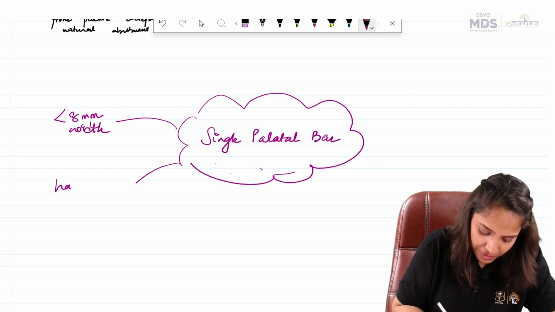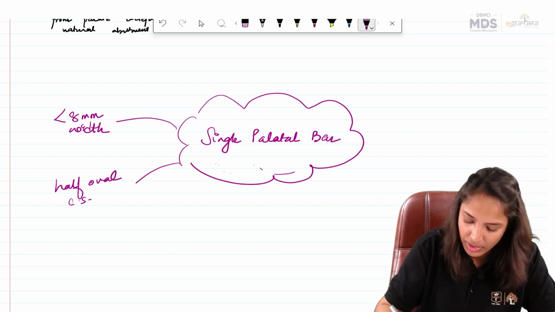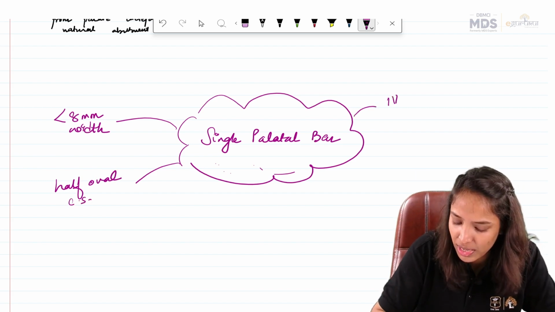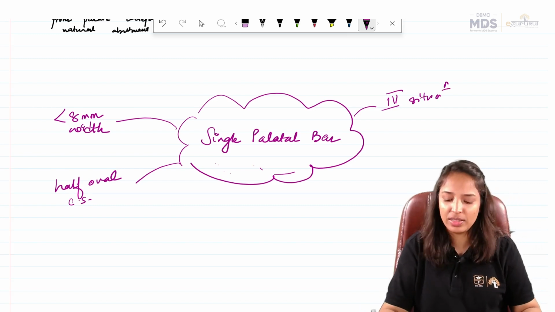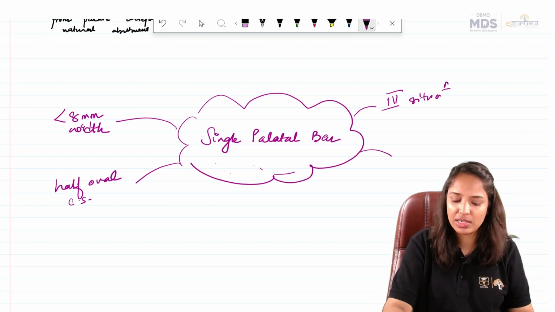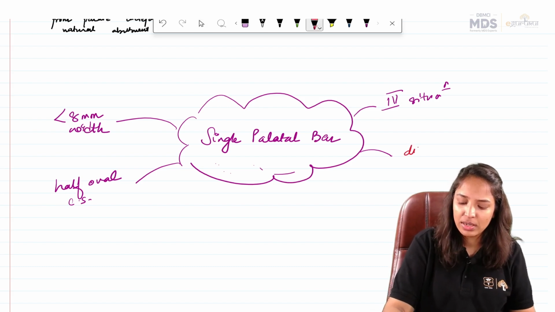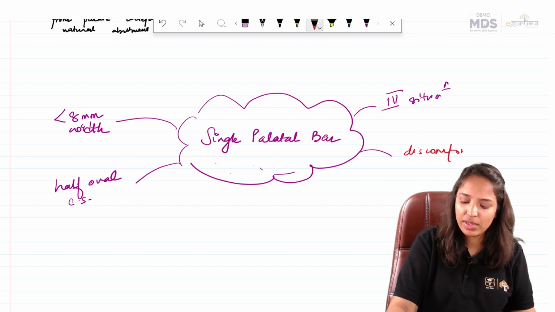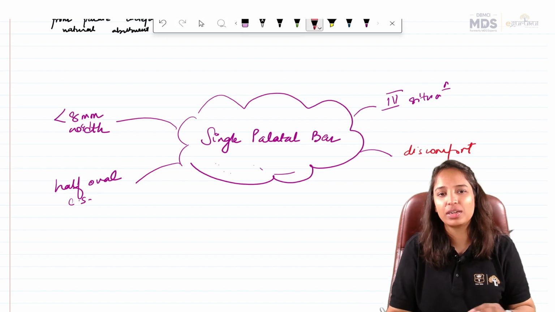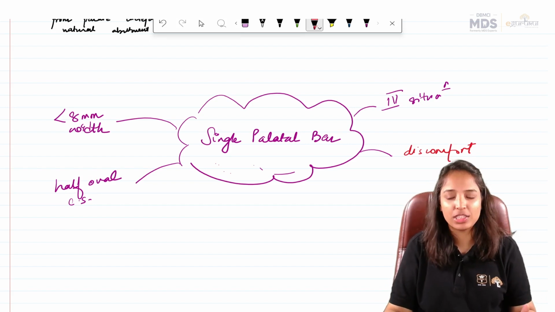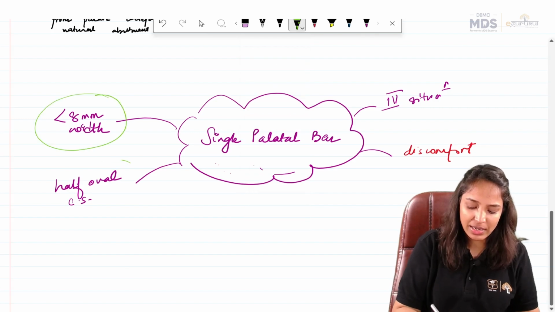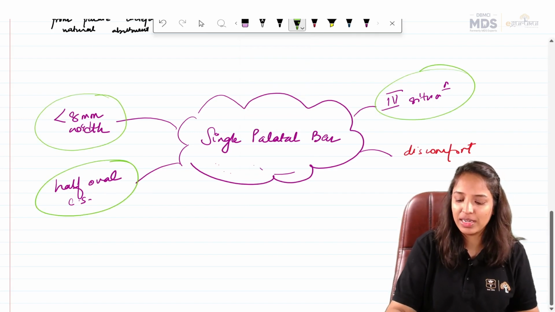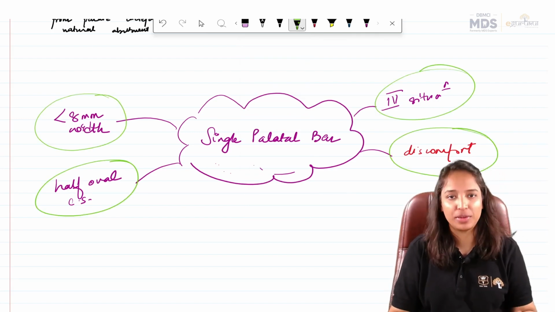It is half oval in cross section, and it is used for class 3 situations with 1 to 2 teeth missing on either side of the arch. And the biggest disadvantage is that it is discomfort to the patient. It causes discomfort and poor compliance from your patient. So these are just 4 points that can revise your complete single palatal bar for you.